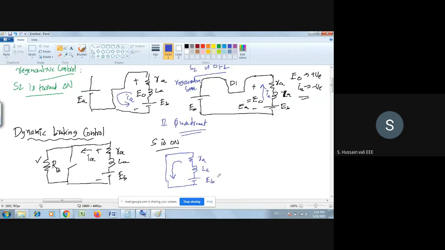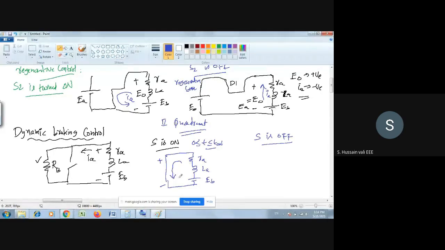In this situation, the current will flow through the switch and the motor, like this. This is for 0 less than or equal to t less than or equal to t on. Till t on, the switch is on, so the current will flow through the switch like this.